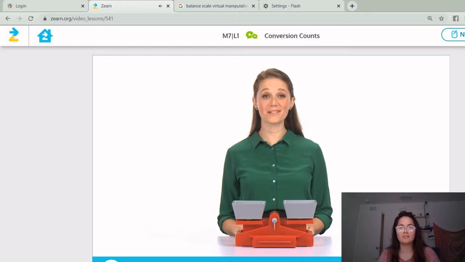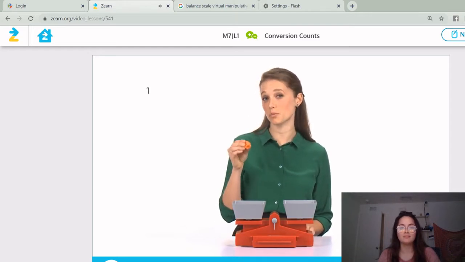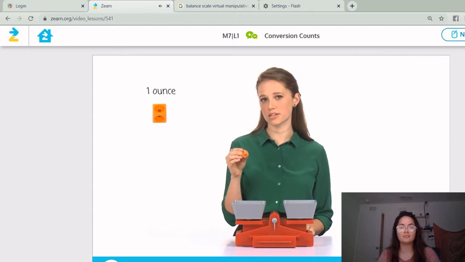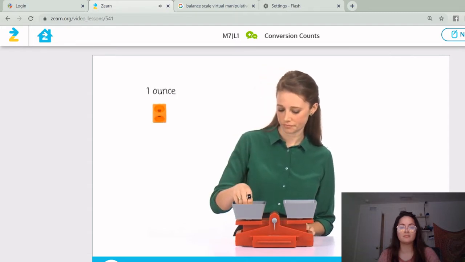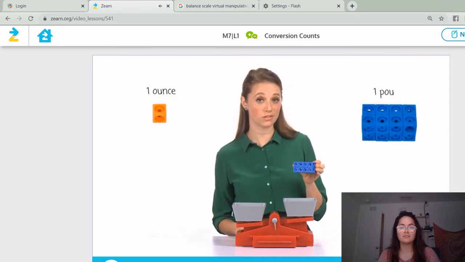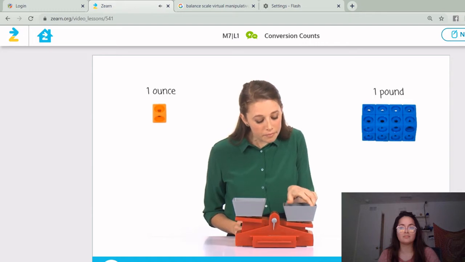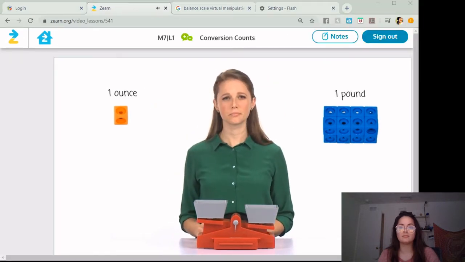Hi, I'm Miss Laurie and I'm so excited to Zern with you. Let's get started. This item weighs 1 ounce. Watch as I place it on this side of the scale. This item weighs 1 pound. Watch as I place it on the other side. What do you notice?